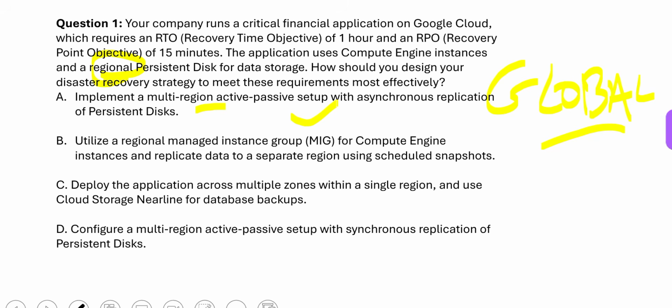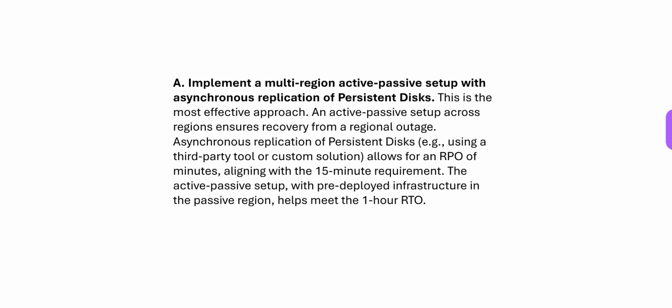Let me explain why this looks correct. In this case, this is the most effective approach because there is already an active passive setup across regions. Suppose your primary site is in US, Ohio. You have moved outside the region, somewhere in Europe, maybe London. That is your disaster recovery site, with asynchronous replication of the persistent disk. This allows you to meet the RPO requirement of 15 minutes and an RTO of 1 hour. This will ensure that it is possible.